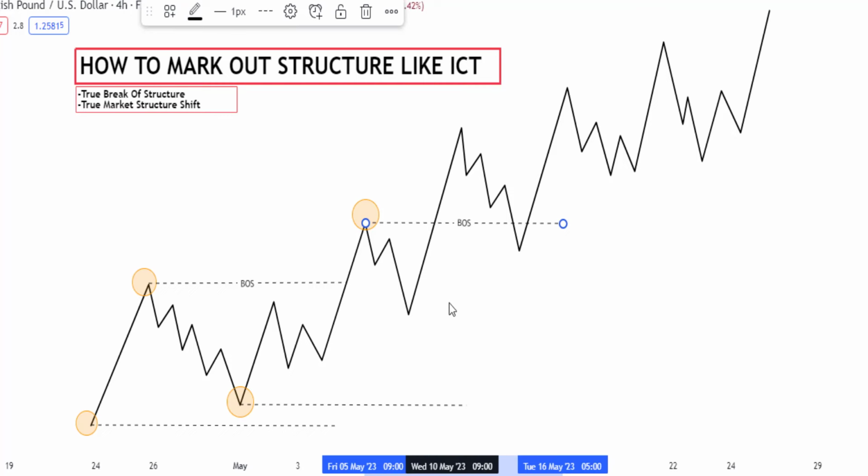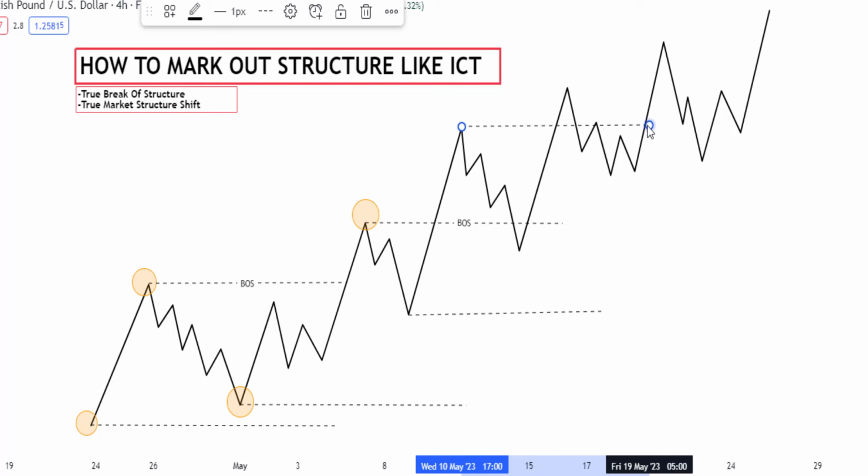The next thing to do is to mark out the new level again. The lowest level price came to in that retracement was here, and then the highest was here. Okay, now notice something. Inside this range, there are levels that you can actually see price breaking.